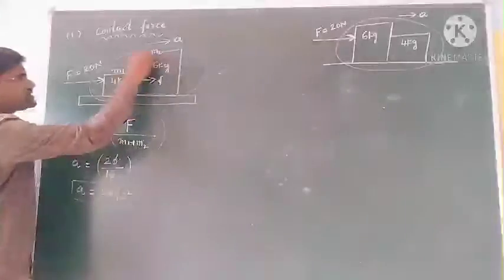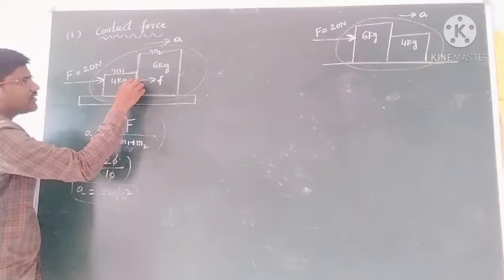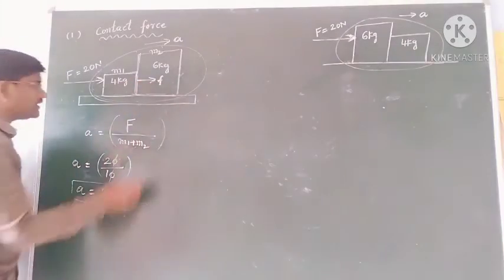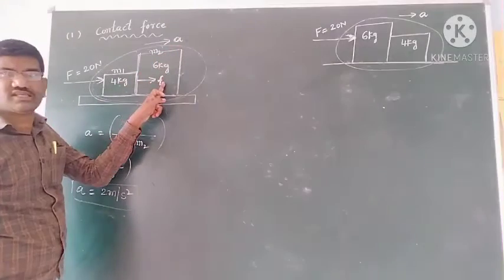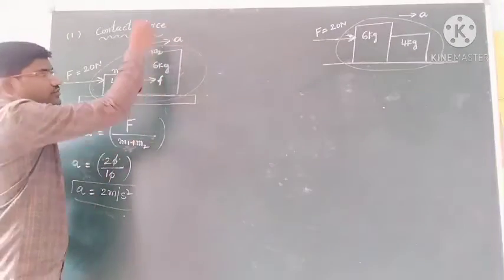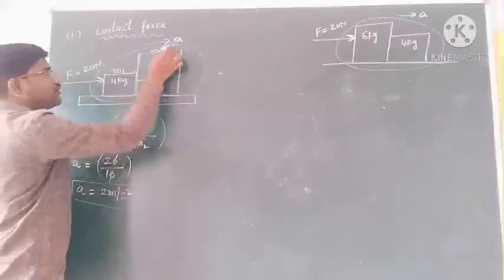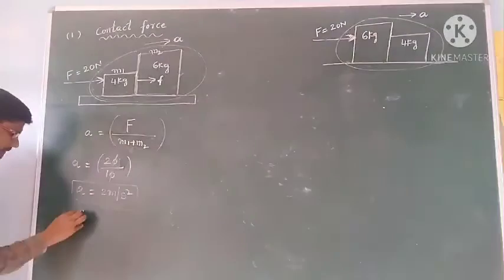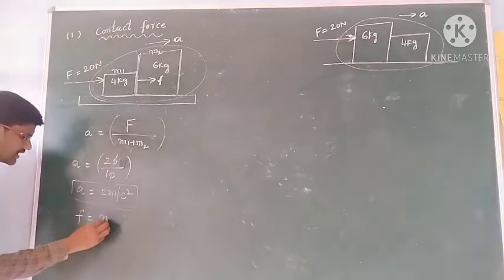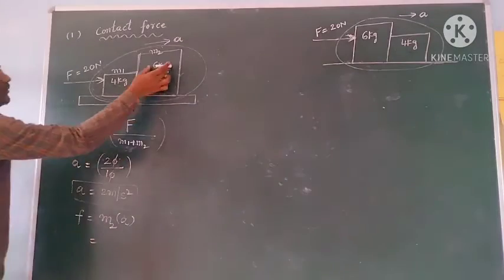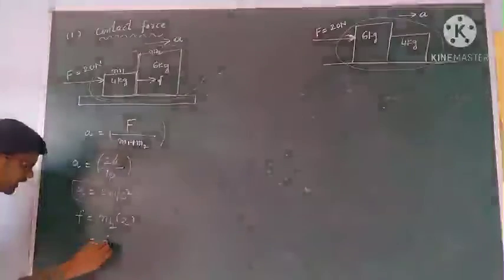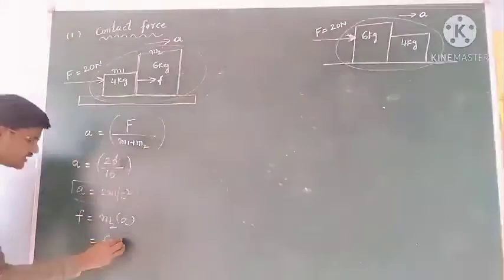Now see, this m2 is pushed by m1. Then that force is F. This F is the only force in the acceleration direction. Vertical direction forces are balanced. Then F is equal to m2 into A. Then write small f is equal to m2 into A. Then m2 value is 6 kilogram and A value is 2.